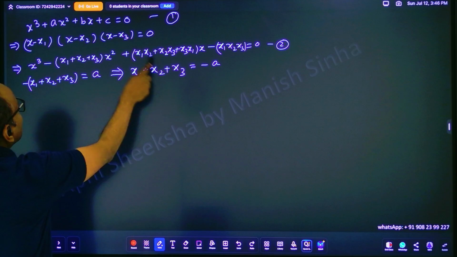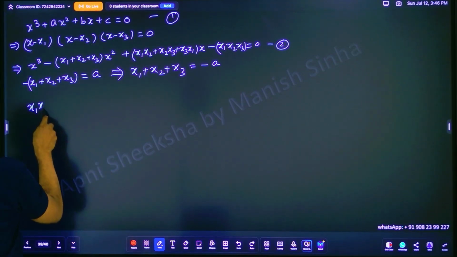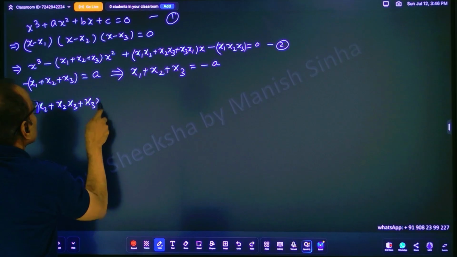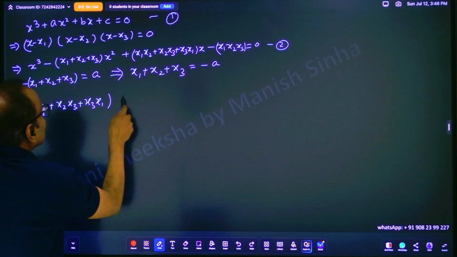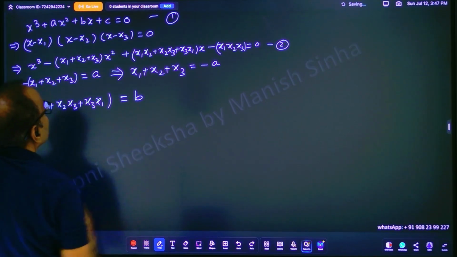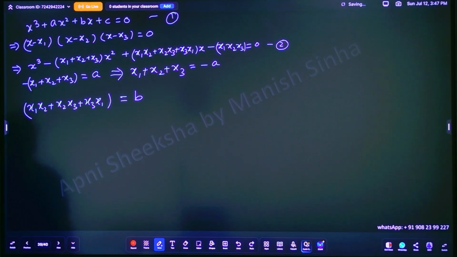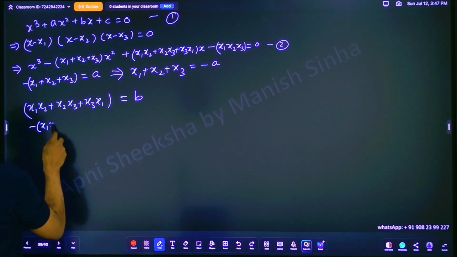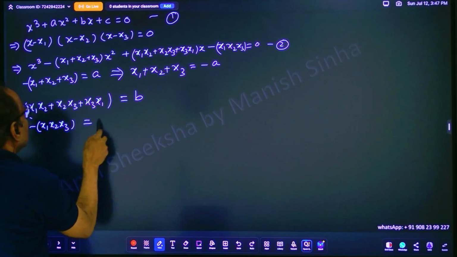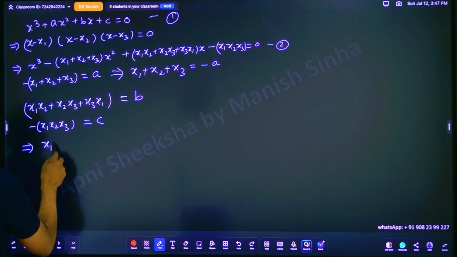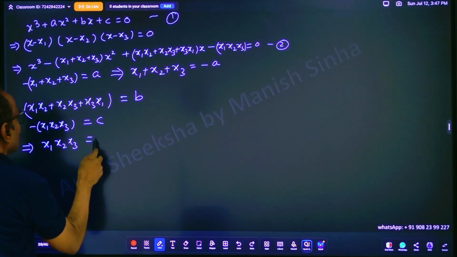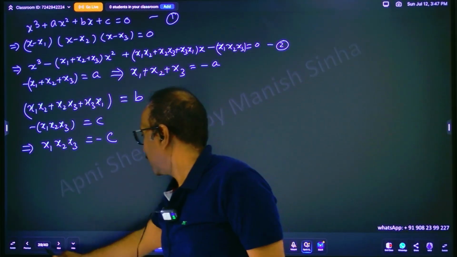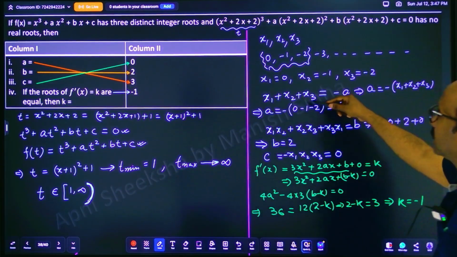Same way, this to this is equal to b, then this to this, so minus x1, x2, x3 is c. So this is what we have used in the last. This is what we have used here.